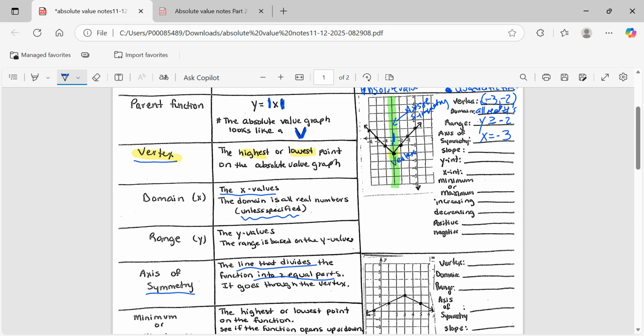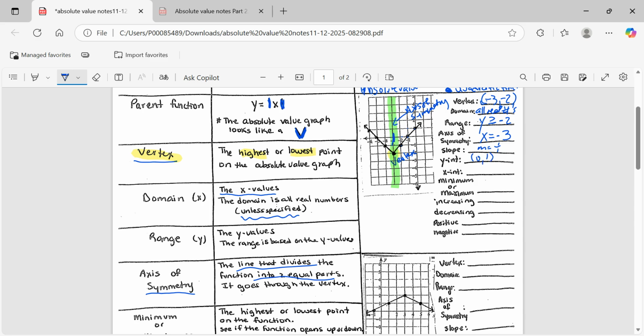The slope I'm going to use like I did before, but for the slope, I must look on the right side of the axis of symmetry of the green line. And so my slope is going to be up one, right one, up one, right one, up one, right one. My slope is 1/1. The y-intercept is where we cross the y-axis. So if I look on the y-axis, it's going to be right here at +1. So my y-intercept is going to be at 0, +1.